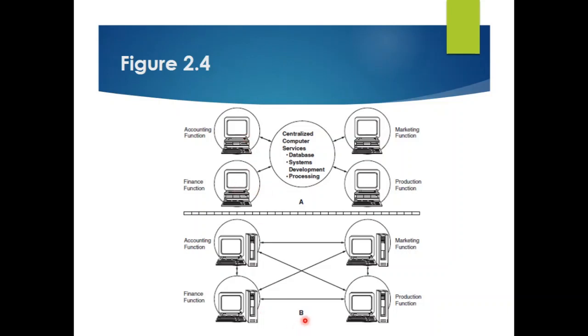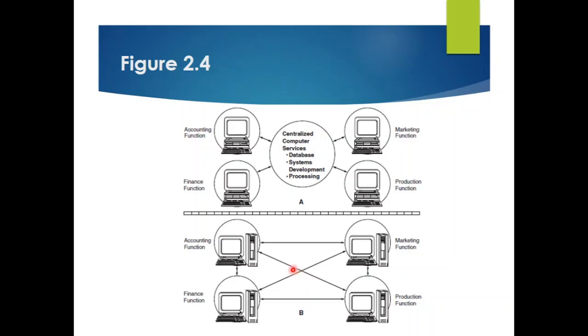In alternative B, as you can see, it is far more different than the centralized model if you compare A and B. This alternative distributes all computer services to the end users, where they operate as standalone units. Again, they operate as standalone units. The result is the elimination of the central IT functions. As you can see here, that is the difference: there is nothing in the middle. It eliminates the central IT functions from the organizational structure.